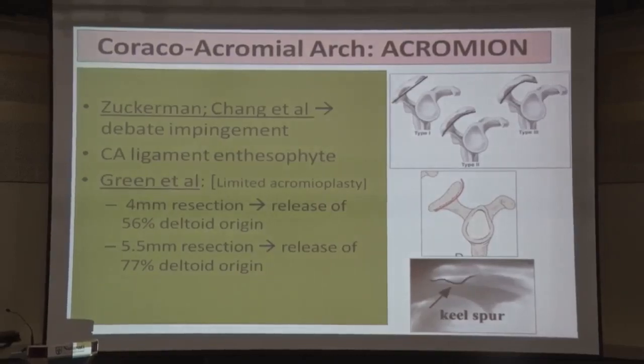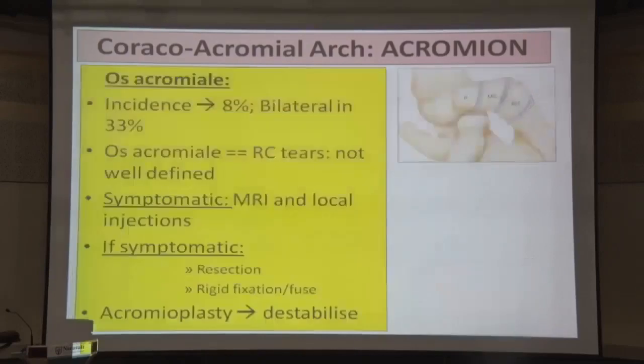Why limited acromioplasty? Because Green in his study has very clearly mentioned that more than about 4 mm of resection on the undersurface of the acromion leads to loss of about 50% of the deltoid origin. And the deltoid, we know, is the most important structure in any shoulder surgery. Anything more than that causes a release of almost up to 70 to 75% of the deltoid origin. Hence, the latest concept is only of a limited acromioplasty, whether you're doing an open or an arthroscopic procedure.